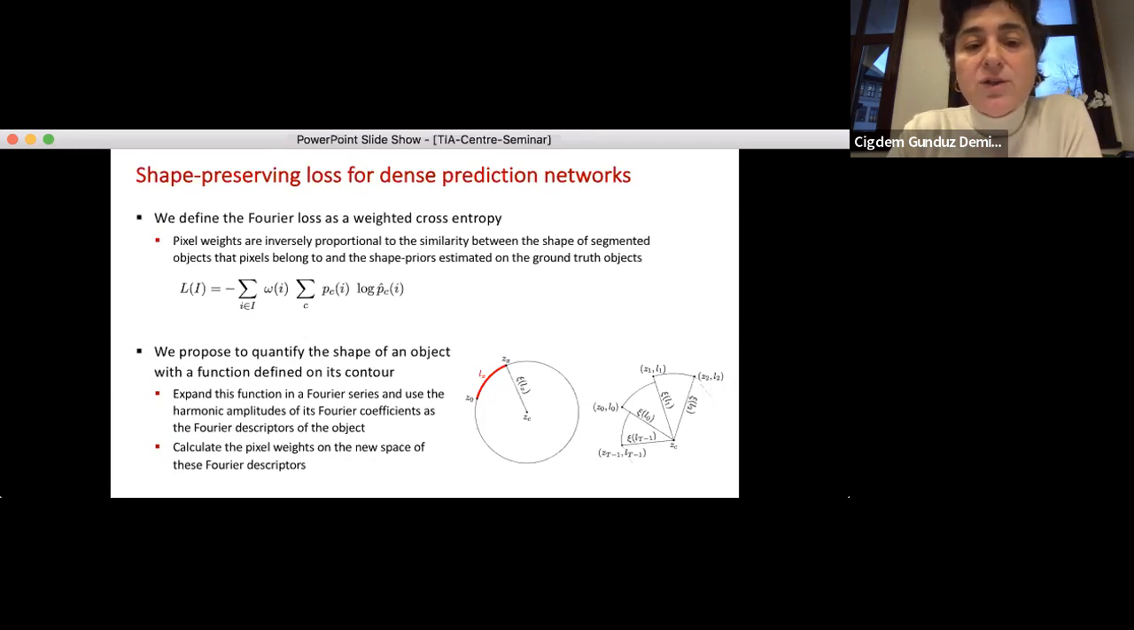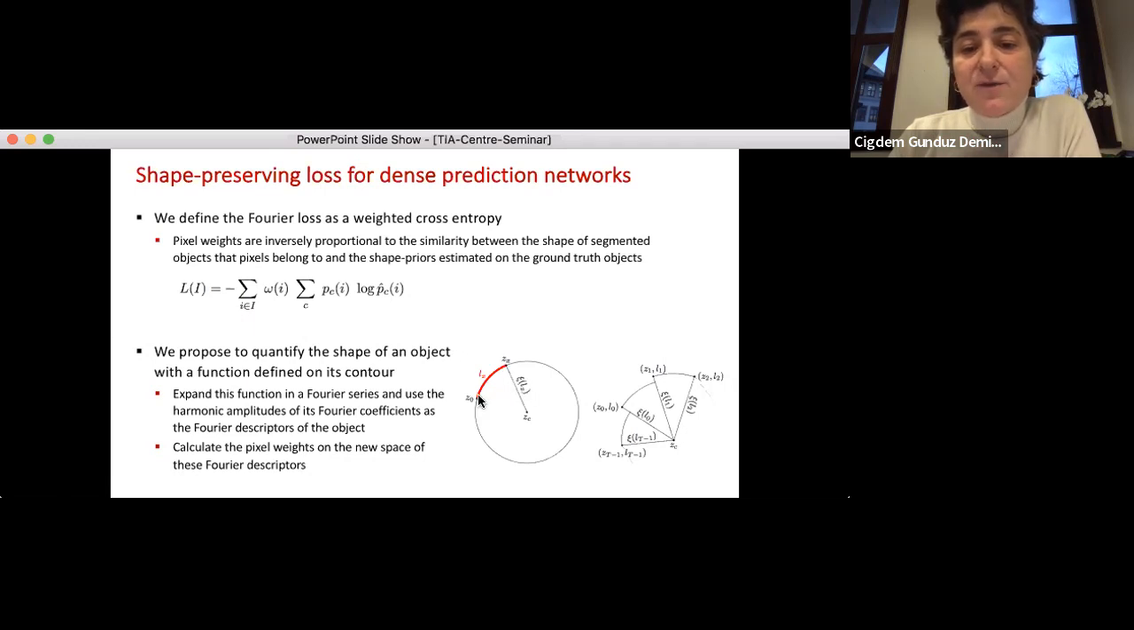In order to quantify the shape of an object, either a segmented object or a ground truth object, we propose to use the distance to center function. It is the psi function, and it is defined on the arc length.